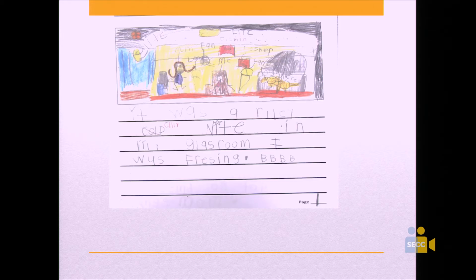Yes. It was a really chilly night in my classroom. I was freezing. This is actually a really good sentence here because they talk about where they're at and what's going on, that they were freezing. And they even gave more detail about the day. It was a really chilly day, or a chilly night. And then at the end, she wrote brr. So this is more developed writing than the first one we saw with I like pizza, okay?